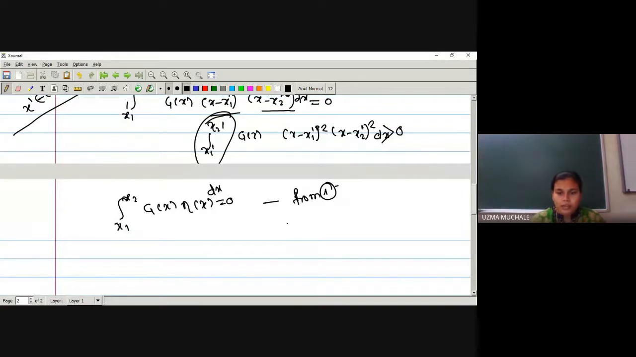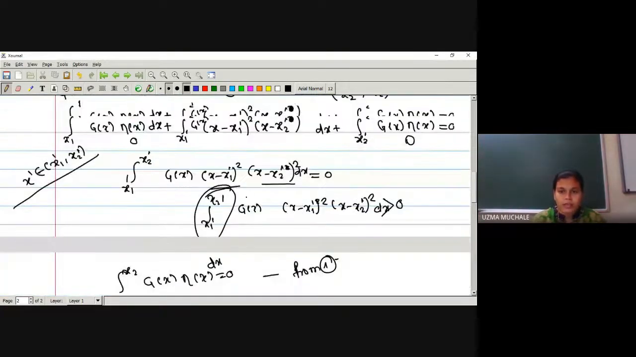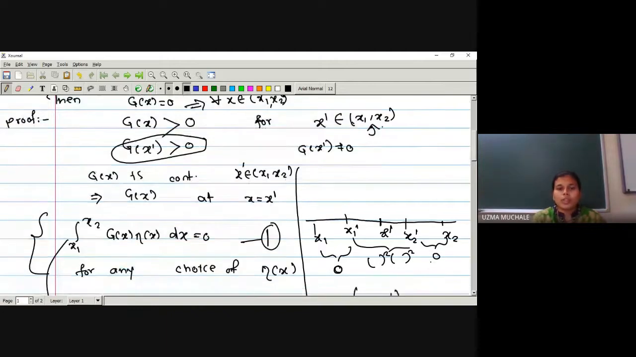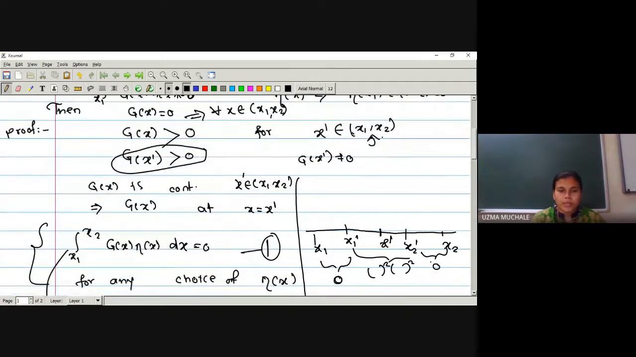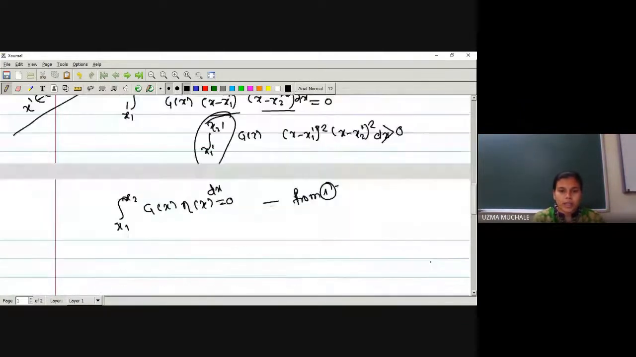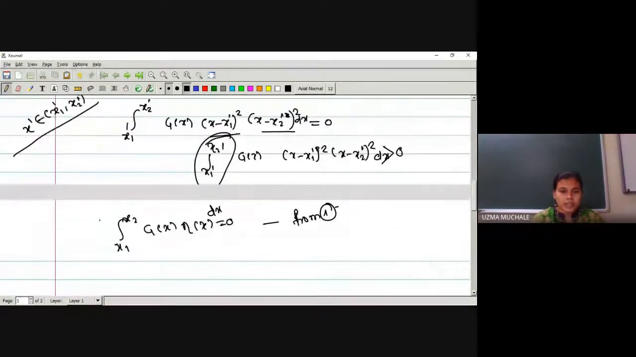You can understand from this figure, there is x1 dash, x2 dash. This is a point x dash we have selected in between x1 to x2, and this is the interval x1 to x1 dash, and in this interval we have defined the squared terms, right? And in this interval the value of eta of x is again 0. So from the given things the value of the integration is equal to 0, but here we are getting the value of integration greater than 0. So this contradiction arises due to the wrong assumption.